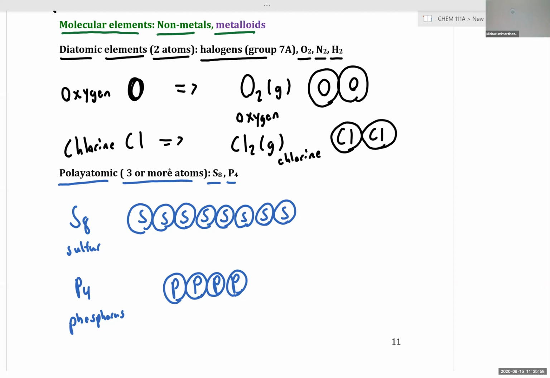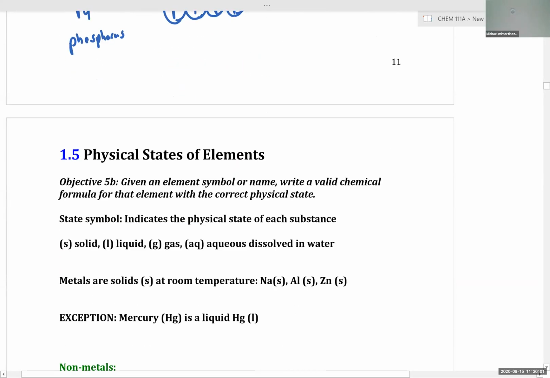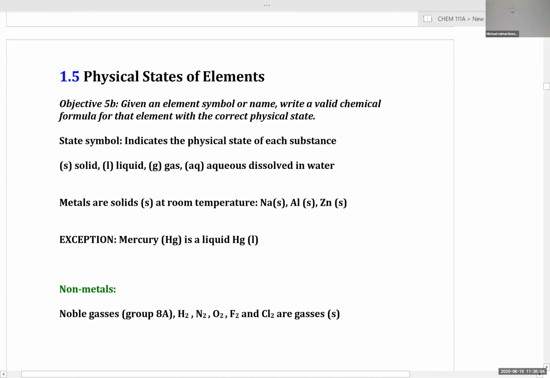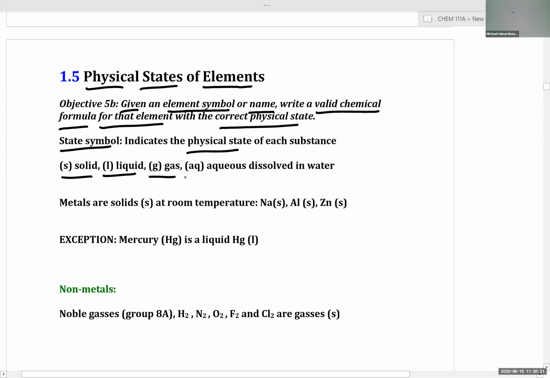Okay, if not, let's keep going now. And let's talk about the physical states of elements. So your goal in this section is, given an element symbol or name, you should be able to write a valid chemical formula for that element with the correct physical state. Okay? So the state symbol indicates the physical state of each substance. S for solid, L for liquid, G for gas, AQ for aqueous, which means dissolved in water. Aqueous is primarily used when you're describing mixtures, not pure substances.